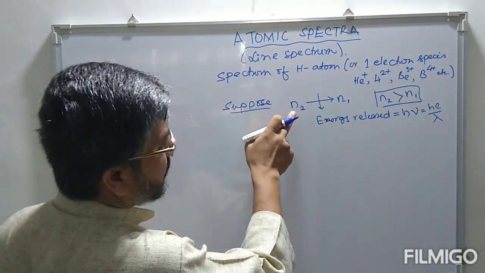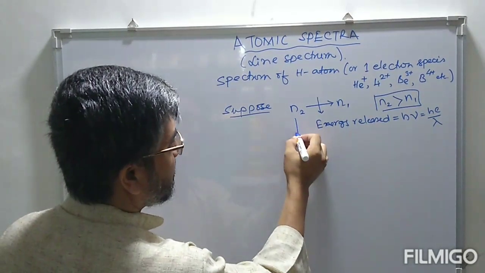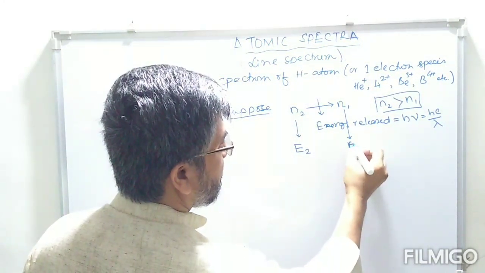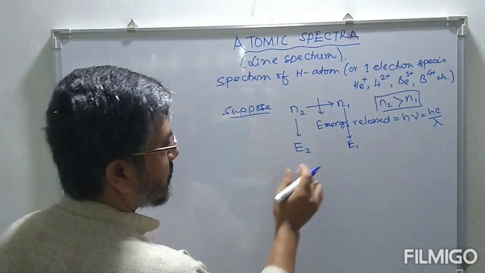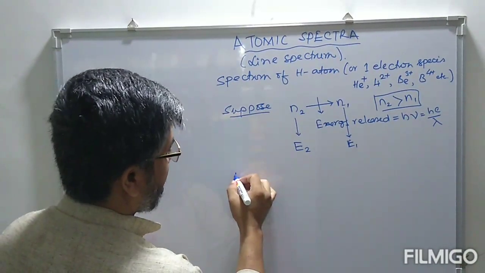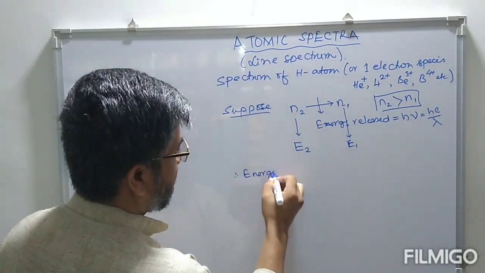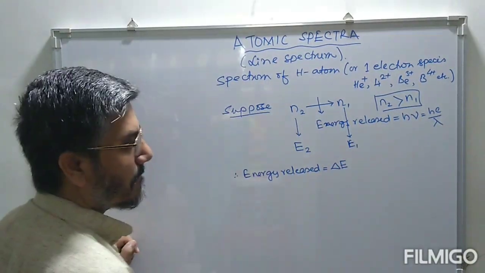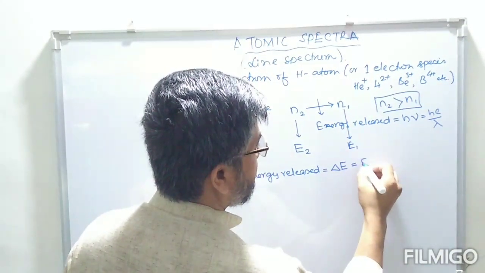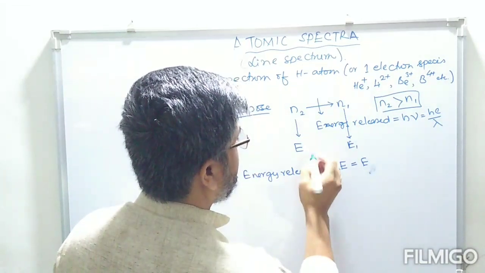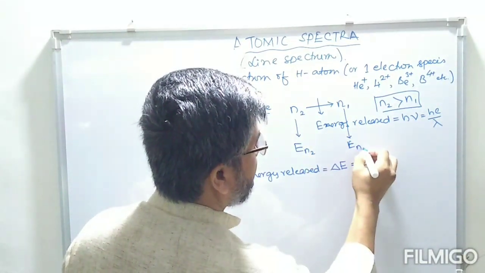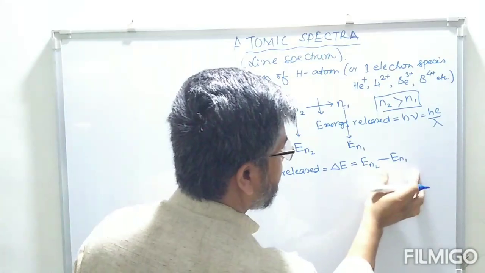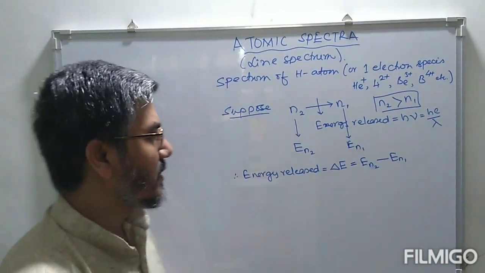So since electron is coming from N2 level to N1, we should have energy of electron at N2 to be E2, and energy of electron at N1 will be E1. So this energy released will be equal to the difference of these energies. Therefore, energy released is equal to delta E. So this delta E is equal to energy of electron in N2 minus energy of electron in N1. So this energy difference between the two levels will appear as the electromagnetic radiation.